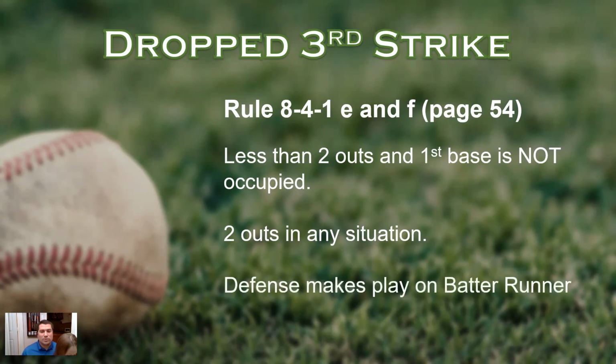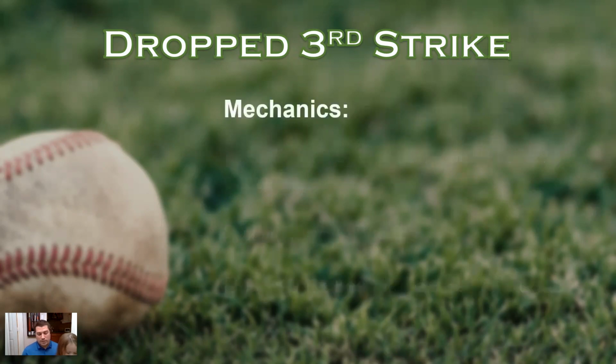And then what it amounts to is the defense makes a play on the runner, either by tagging him with the ball in glove or tagging him with just the baseball, or by having the ball in your possession and stepping on first base before he runs out. So 2 different situations for a drop third strike. Now let's talk about the mechanics of this.